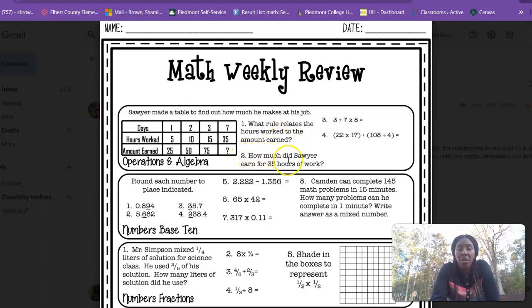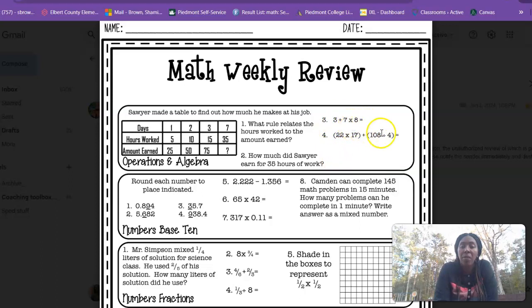Then number 2 says, how much did Sawyer earn for 35 hours of work? So you would need to see, if he worked 35 hours, how much will he have made total? And we know he makes $5 every hour worked, and you can figure that out by just doing 35 times 5.